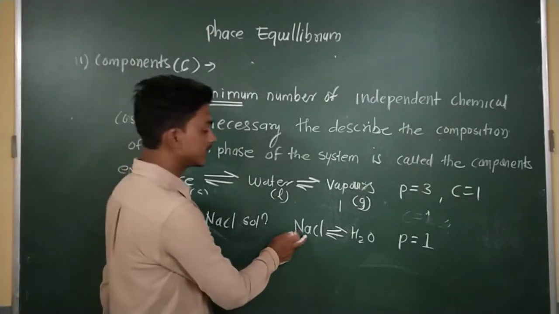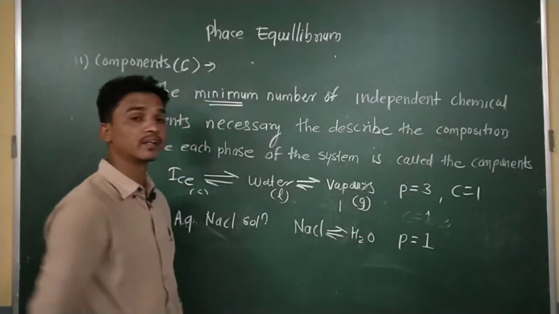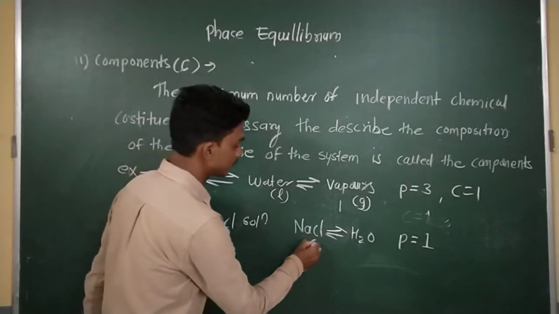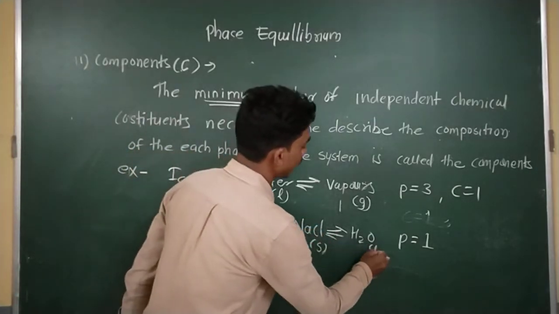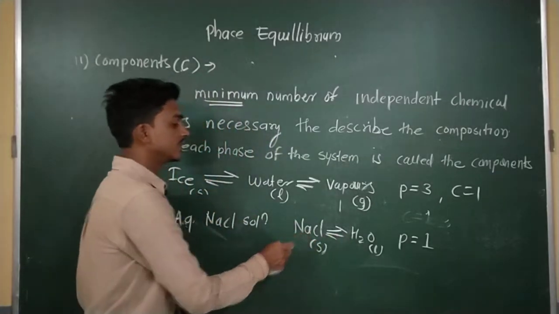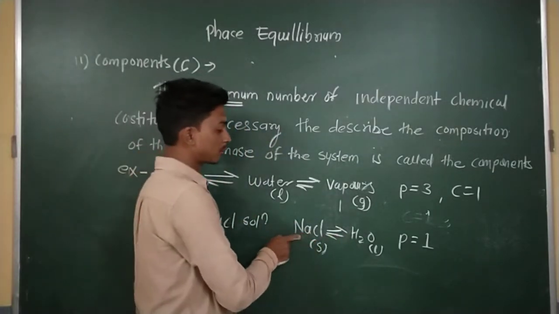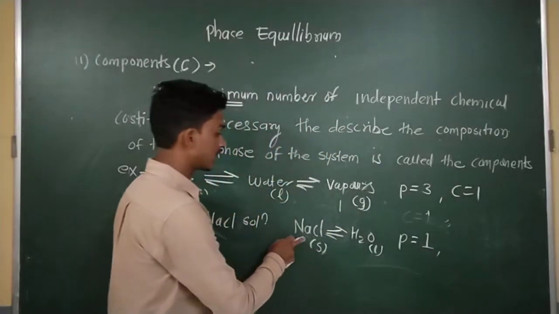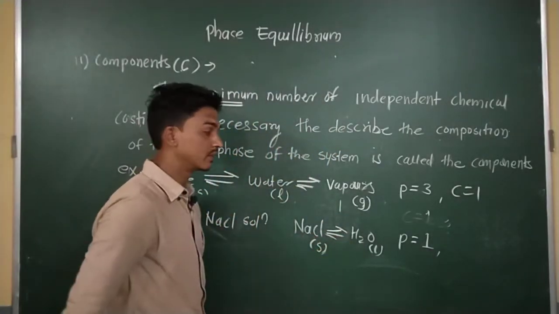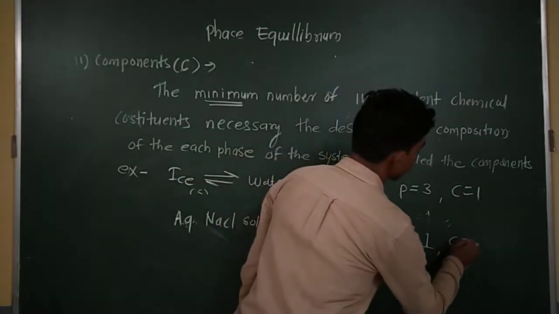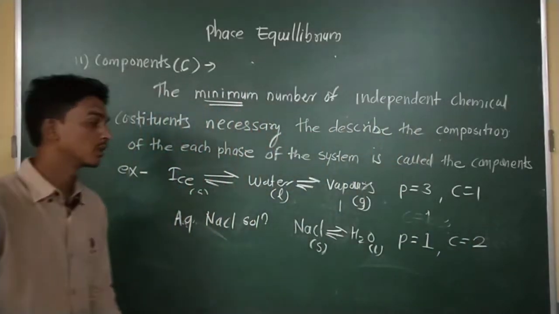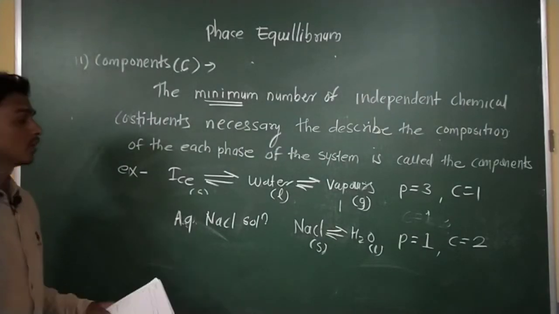And the number of components is what? This NaCl is different and this H2O is different. We can say theoretically this NaCl is in solid form and this is in liquid form, but NaCl is completely soluble in water molecules. So this NaCl is different and this H2O is different. So the chemical components in this system are 2.